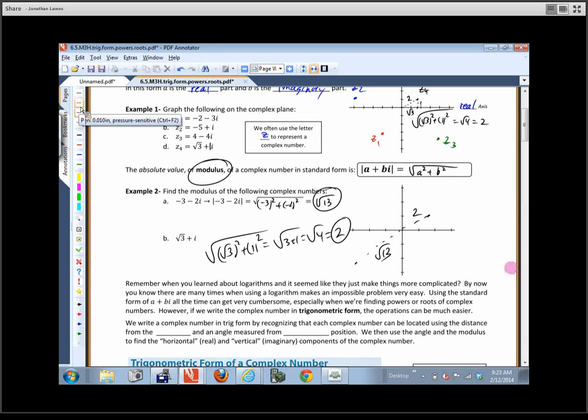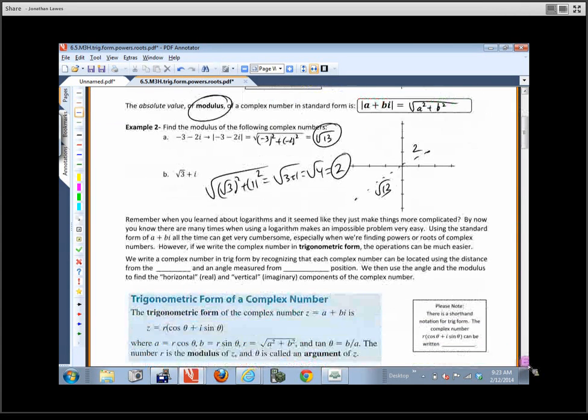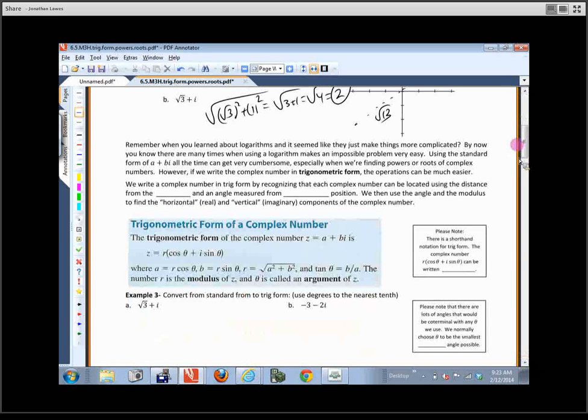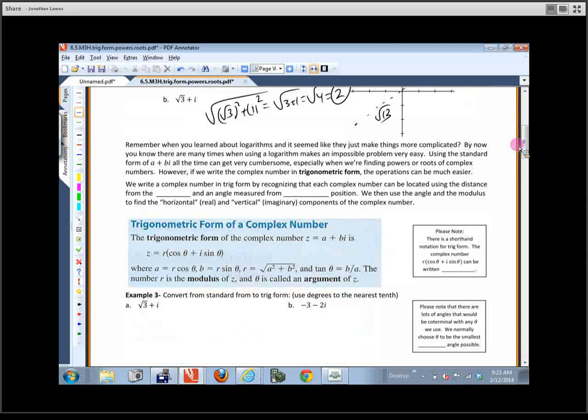Okay. All right. Just a reminder, when you started learning about logarithms, maybe that was this year, maybe before, it seems like logarithms just make things really complicated. And what we're going to do here in a second is going to seem like we're making things more complicated. But the cool part is, if we make the original numbers look a little bit more complicated, some really cool patterns emerge and we can figure out some pretty awesome stuff. Using standard form a plus bi all the time can get really cumbersome, especially if we're finding powers of them and different things like that.